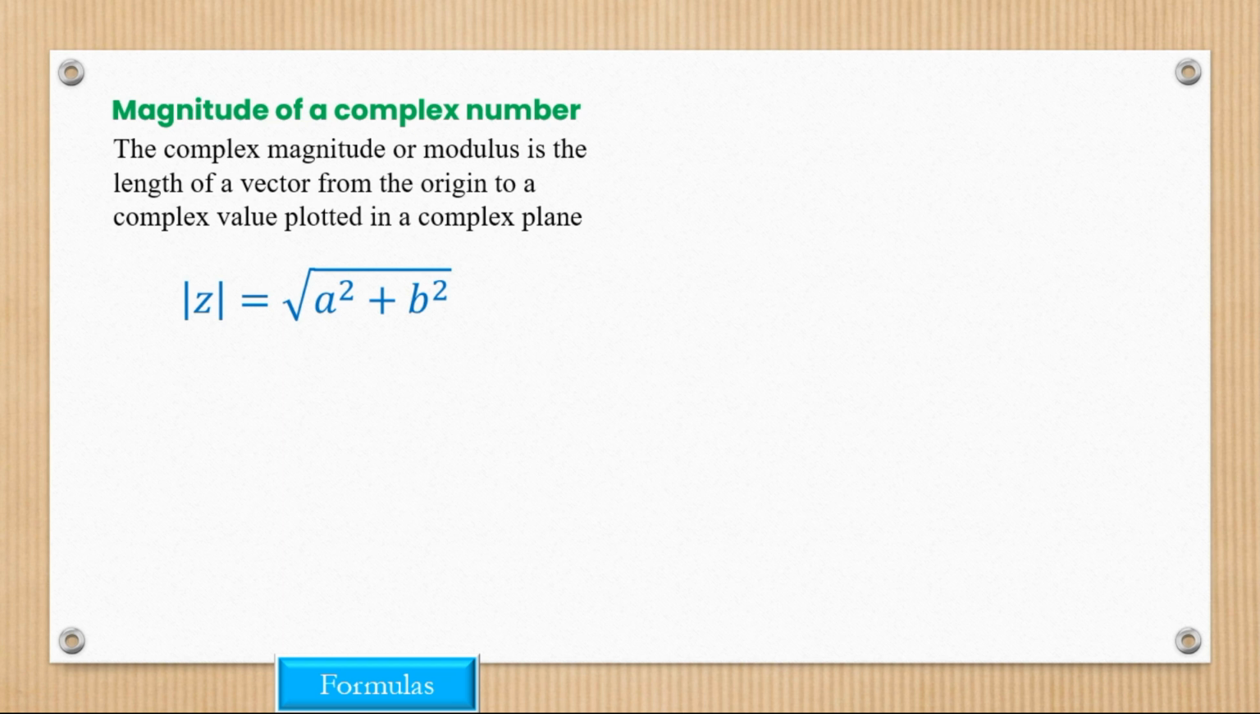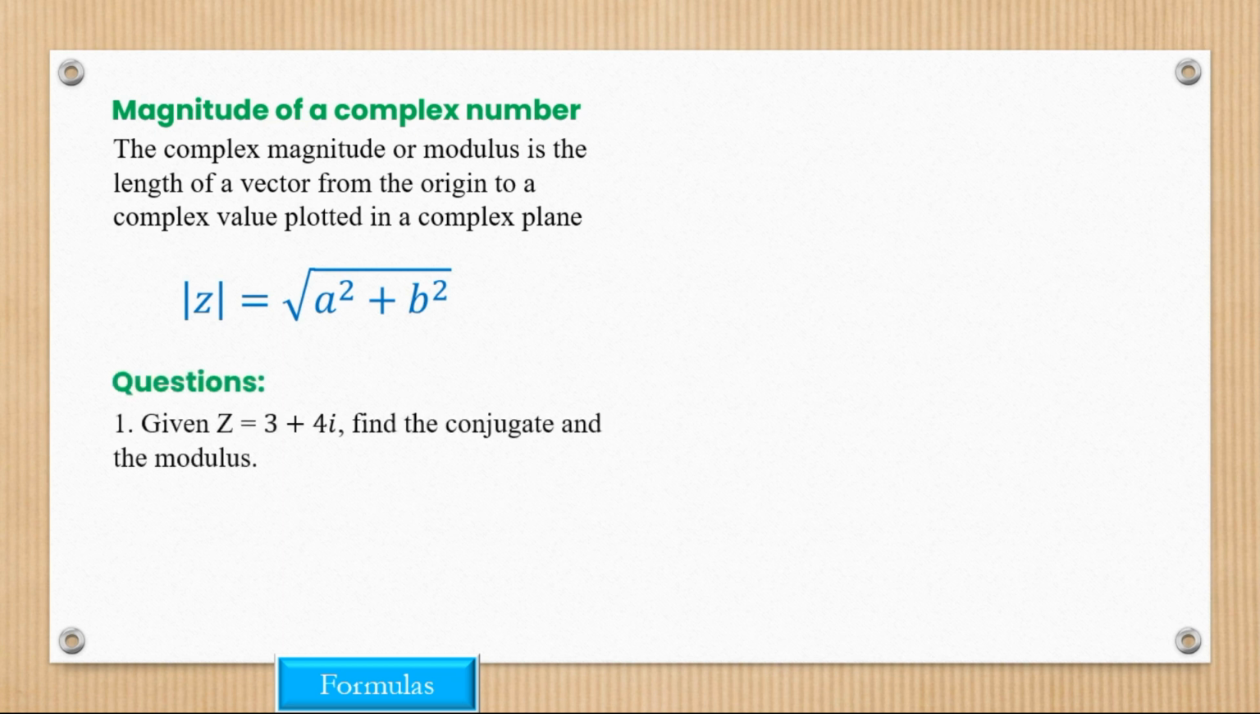So if we have this, we have z with bars. So here we're finding the magnitude of z. So z, remember, is the complex number. So we find the magnitude of z, which is a complex number, by root of a squared plus b squared. That gives you the value of the magnitude, and then the answer is in units.